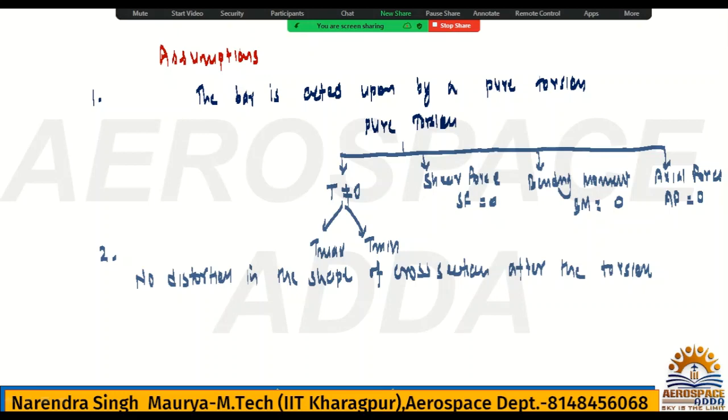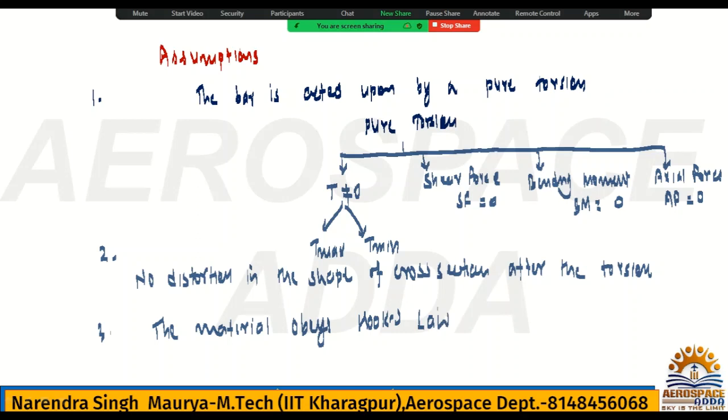What is the next assumption here? The material obeys Hooke's law, just like for the bending moment I had given an assumption. So if I say it obeys Hooke's law, that means the material which is used for the shaft should be elastic. Material obeys Hooke's law.